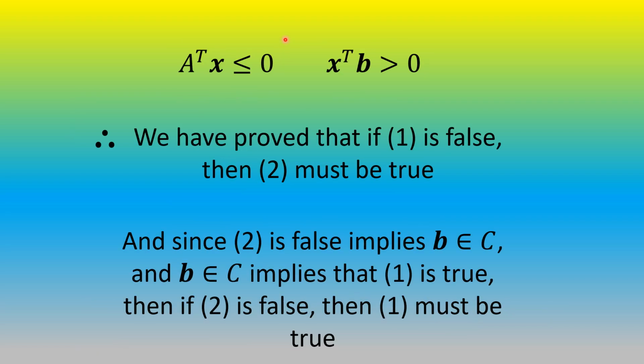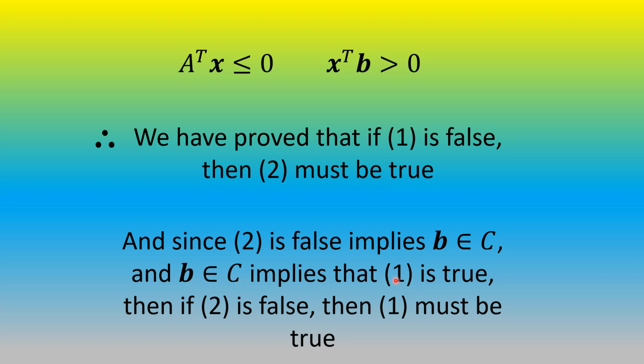All right, so great. We have recovered the dual condition, because we said the primal condition isn't true, so that means the dual condition must be true. We proved that. But what about the other direction? What if the dual condition is false? Then the primal condition must be true. Why is that? Because the dual condition being false implies that b is a member of C, and b being a member of C implies that the primal condition is true.